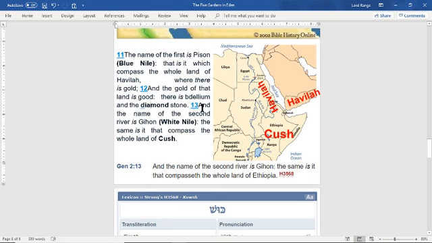So now we're at verse 13. It says, and the name of the second river is Gihon. And again, that second river, Gihon, is today what we would call the White Nile. And it says, that same is that which compassed the whole land. I have here Cush, not Ethiopia. This is Cush. So we have the land of Havilah and we have the land of Cush.